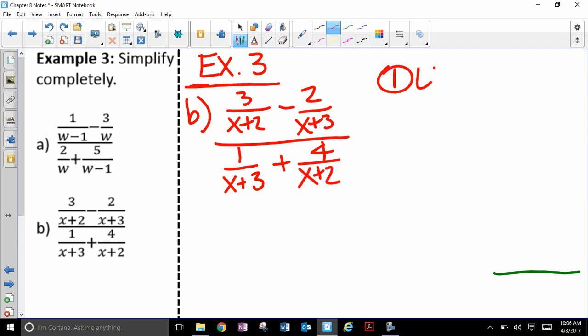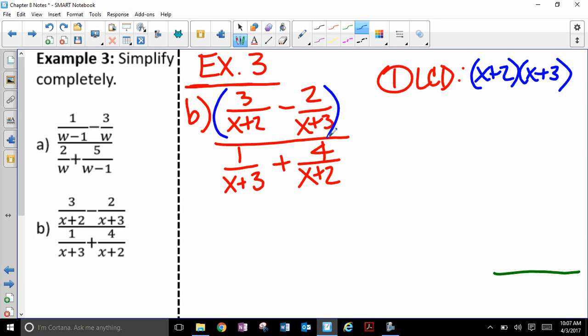So first we need to figure out our LCD. So I look at what I have. I've got x plus 2, x plus 3, x plus 3, x plus 2. So then what should our LCD be for all 4 of those? Should be x plus 2 and x plus 3 as your 2 parentheses multiplied together.